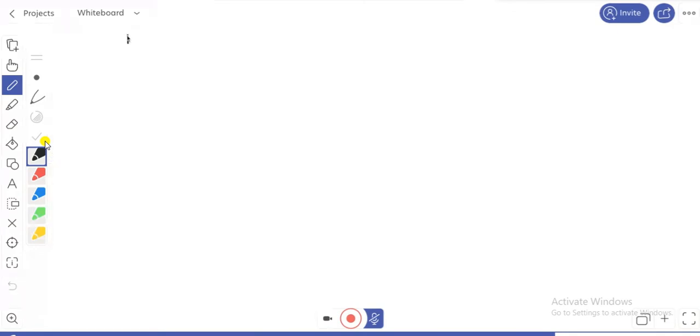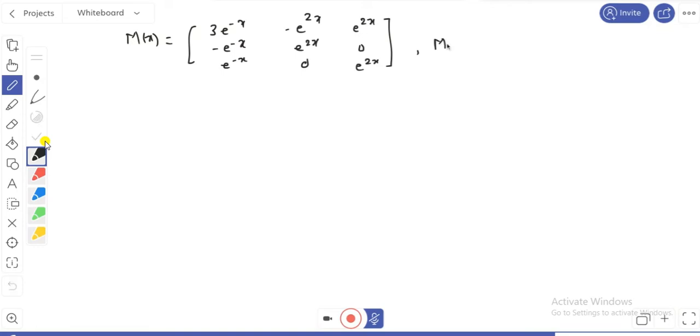So on the next page, what is Mx? So Mx is this matrix: 3 e to the power minus x, minus e to the power minus x, e to the power minus x. Second column is minus e to the power 2x, e to the power 2x and 0, and this is e to the power 2x, 0 and e to the power 2x. Okay, so here we can find the value of M0. So M0, here this becomes 3 minus 1 1, minus 1 1 0, this is 1 0 1.